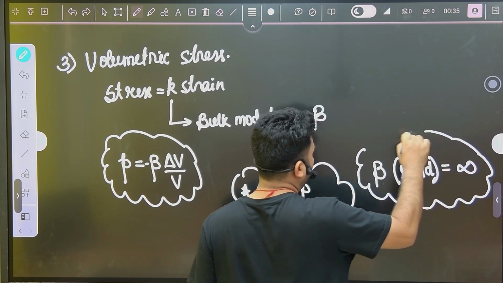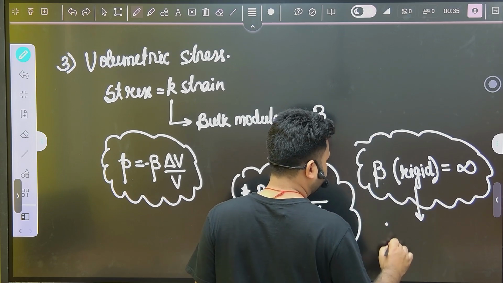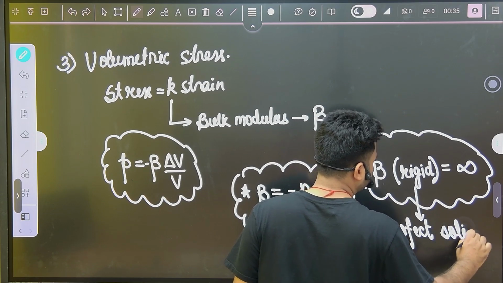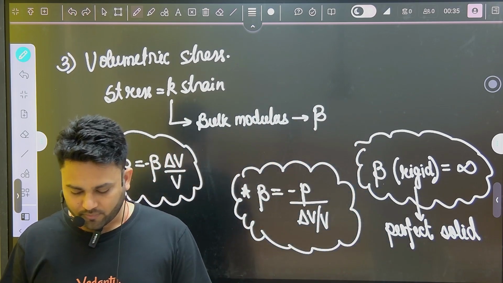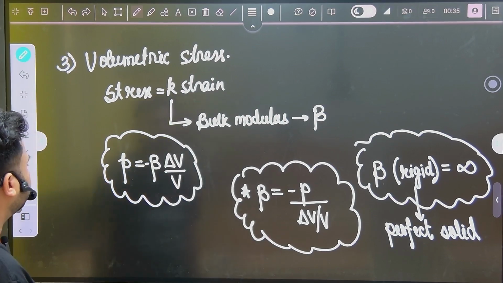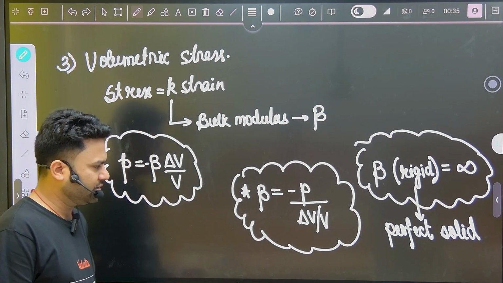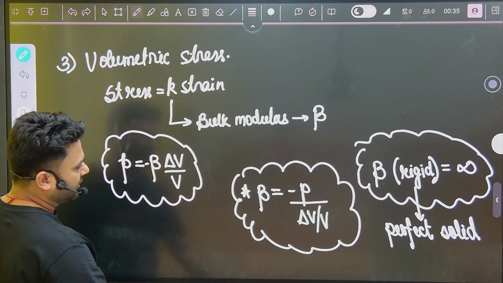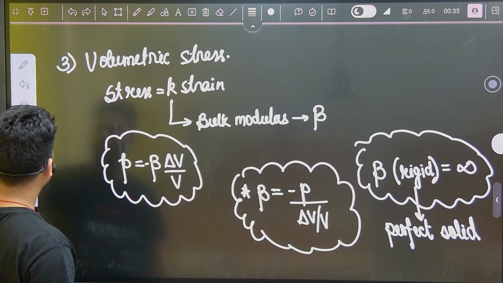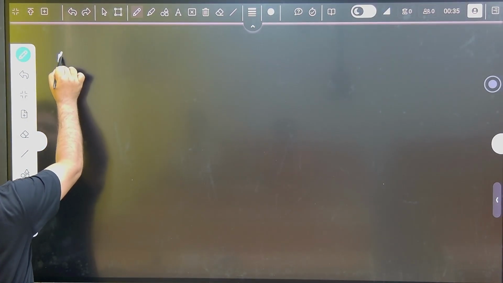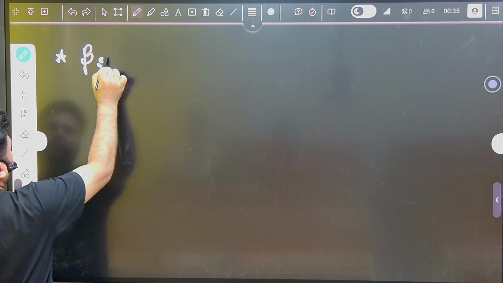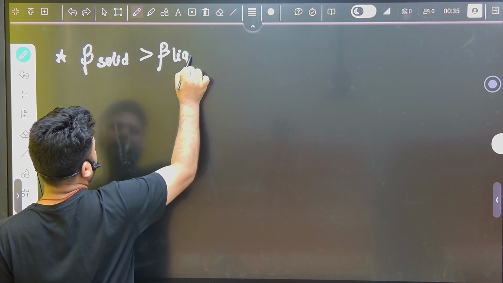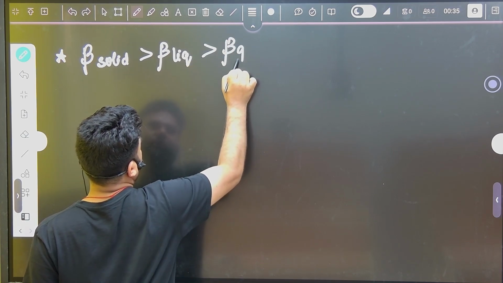Rigid objects, or they call them perfect solids. Always remember this thing: bulk modulus of solid is greater than bulk modulus of liquid, which is greater than bulk modulus of gas.